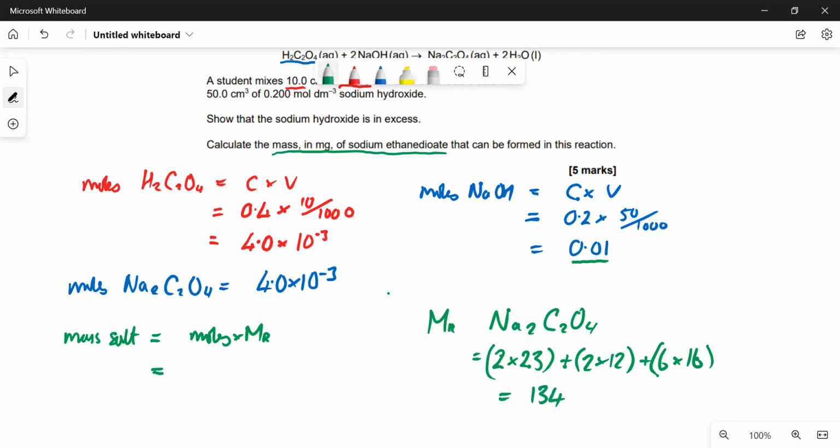Okay, so the mass of the salt then is going to be 4 times 10 to the minus 3 multiplied by 134. That gives us 0.536 grams. It wants the mass in milligrams there, so times it by 1,000, 536 milligrams of salt.